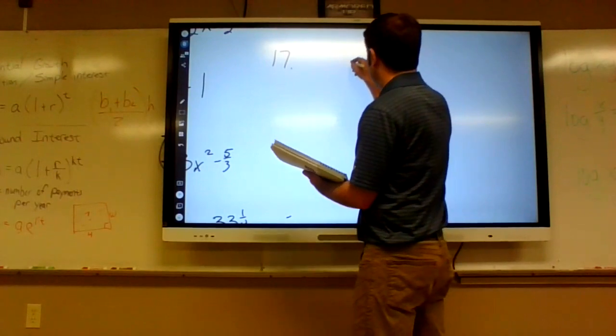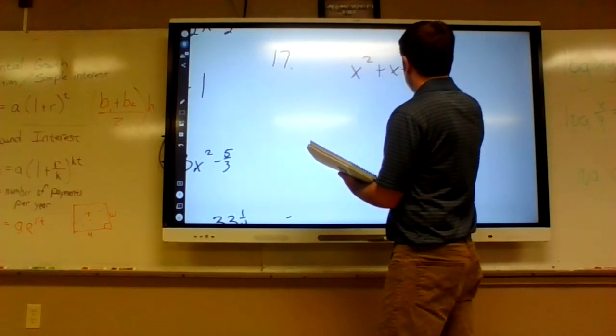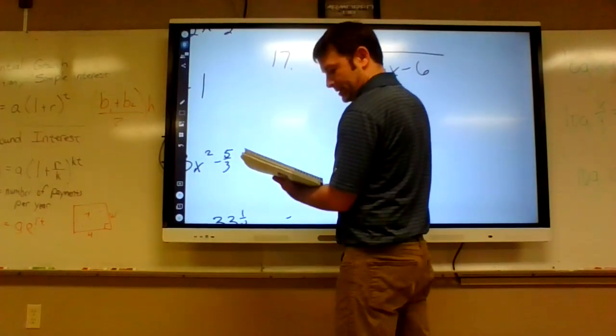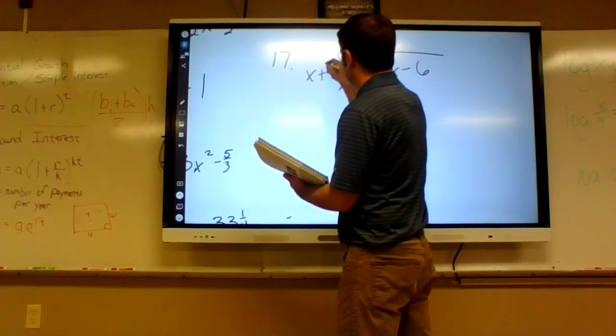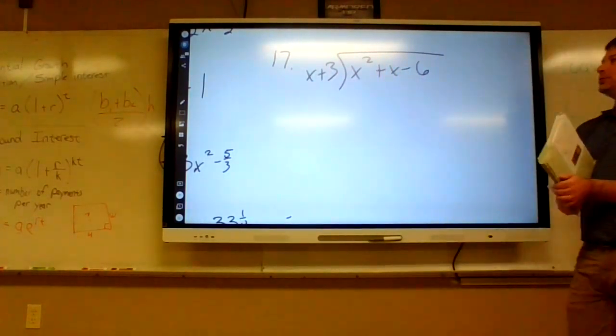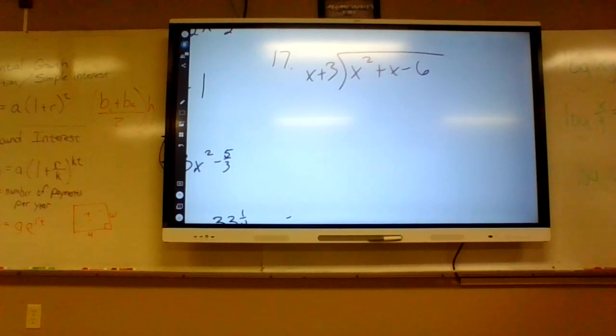x squared plus x minus 6 divided by x plus 3. There's no easier way. Remember when you use the division box, you write it backwards from the division symbol. So x squared plus x minus 6 is in the box, x plus 3 is outside.